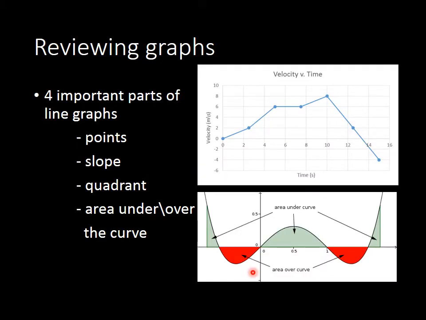So, looking back in review, there's really four important parts of these kinematic line graphs, and the big things are the points that make up the graph, each individual point that makes up the graph, the slope of its line segments, the quadrant that it's in, and then what we call the area under or over the curve, which is basically the area between the graph line and the x-axis.